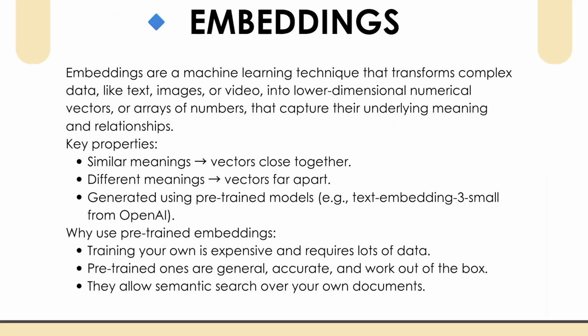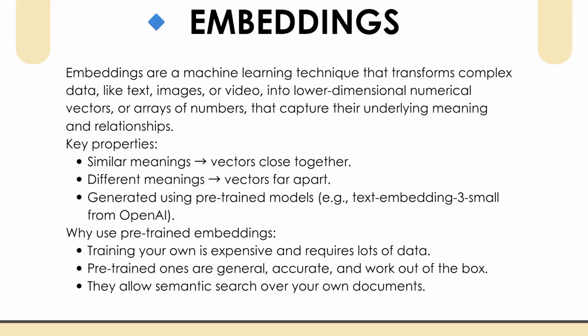Now let's talk about embeddings. Embeddings are a way for machines to understand meaning. They take complex data like text, images, or even video, and turn it into a list of numbers called a vector. These numbers capture the relationships and meaning behind the data. Here's the key idea. If two pieces of text mean similar things, their embeddings will be close together in this numeric space. If they're very different, their embeddings will be far apart.